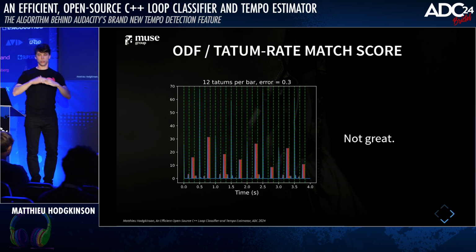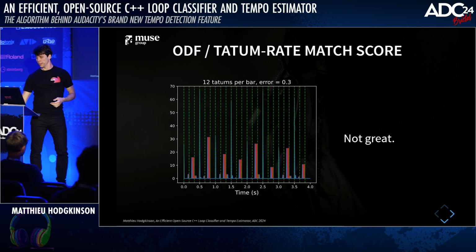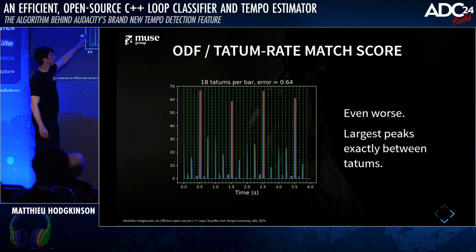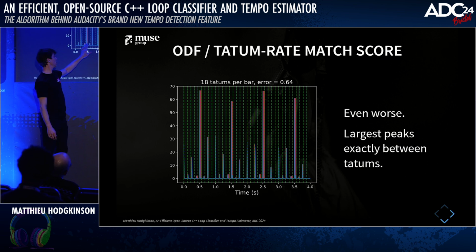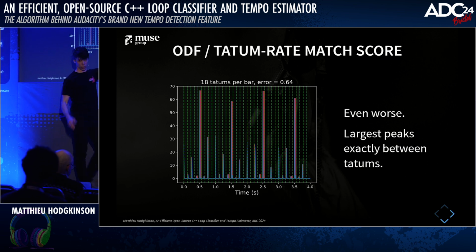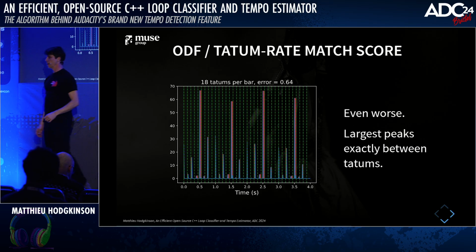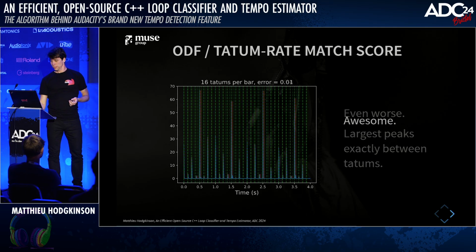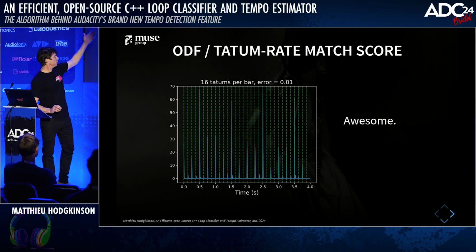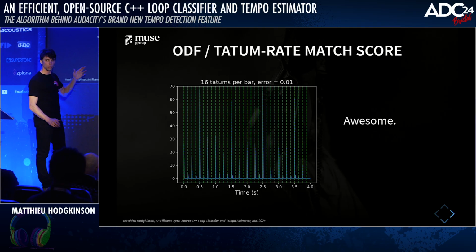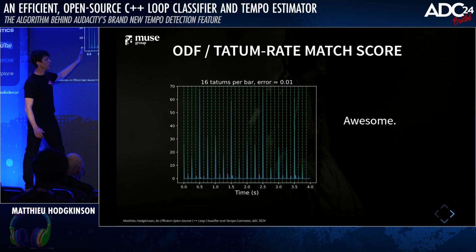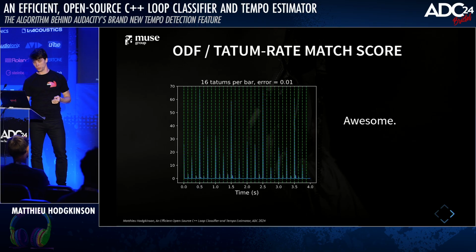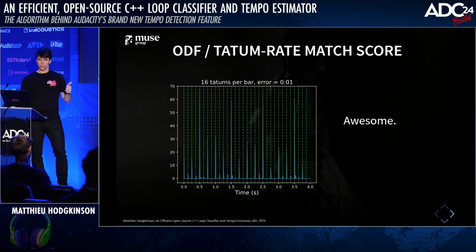So the error is going to go from 0 to 1. And that's not a great fit. Say we try 18 tatums per bar, it's even worse, because the highest peaks are those which miss their target, and the error here is 0.64. And if we then give the correct tatum rate, it also matches very nicely, and the error is then close to 0. Great.